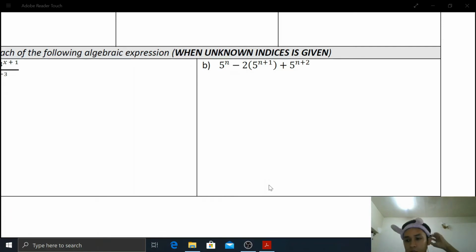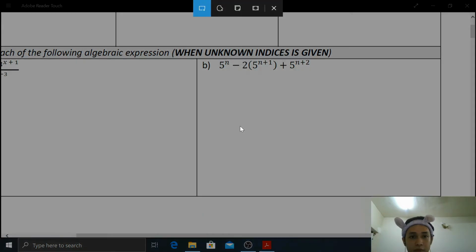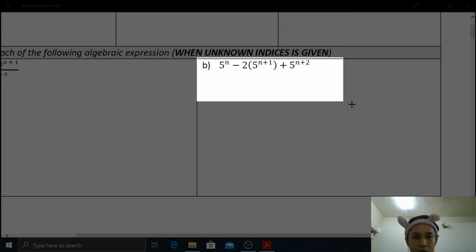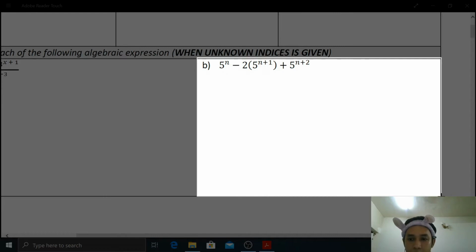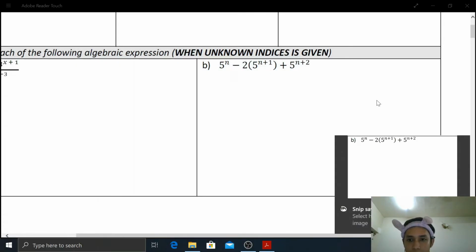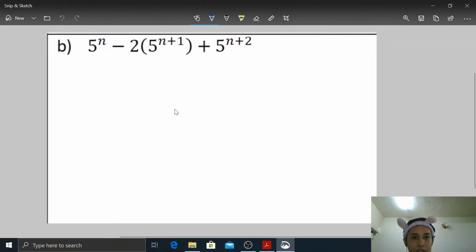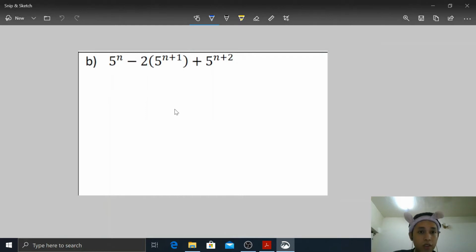Okay, so let's look at another question involving unknown indices. How to solve this? In this case, the first thing you need to do is factorize this one and this one first, meaning you need to break off the power first.